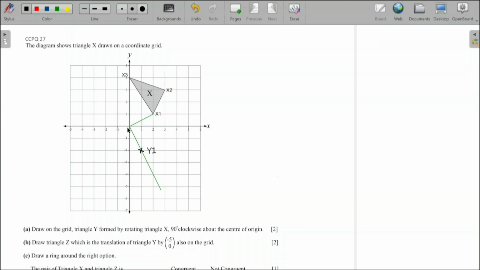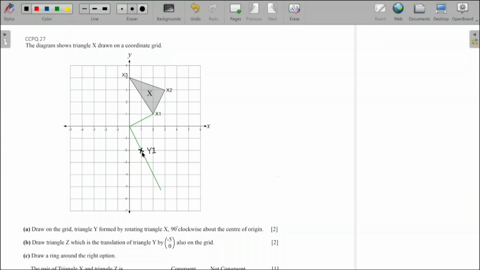So from the center of rotation, we count 2 horizontal grid lines. Remember, we counted 2 vertical grid lines from the center of rotation to locate X1. Since it's a 90, rather than count the vertical grid lines, you'll be counting the horizontal grid lines. So we count 1, 2. We learn that Y is -2, then you trace it to where it hits the green line. This is where you have Y1.